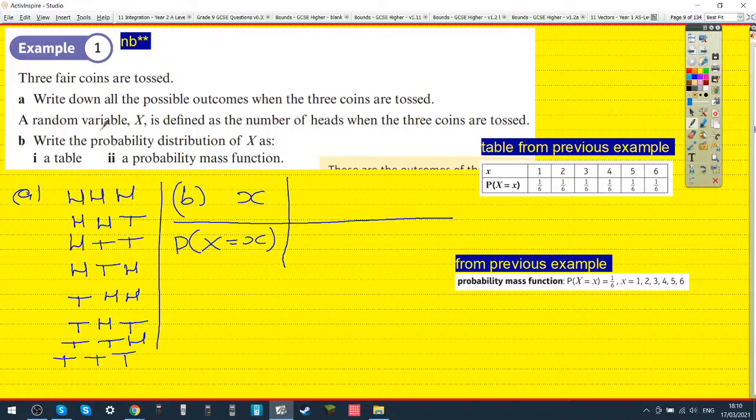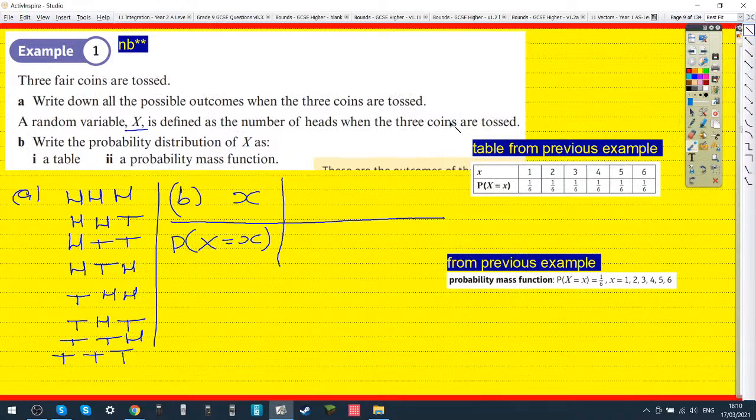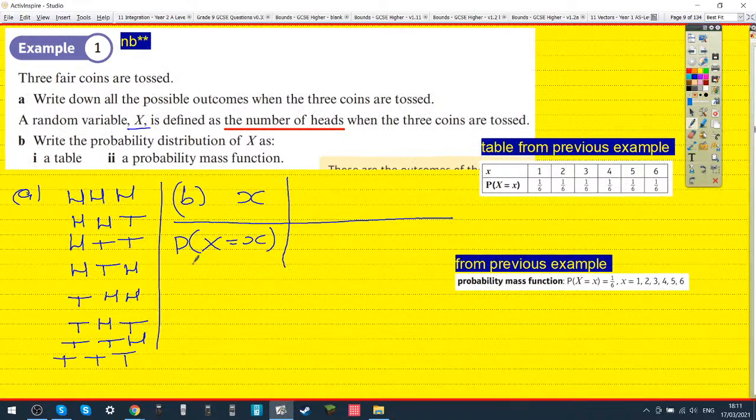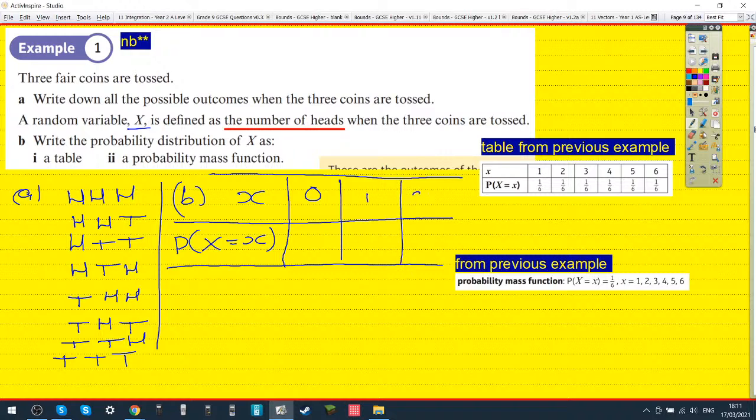The random variable X is the number of heads. And so what are the possible outcomes for the number of heads? Out of all possibilities: 3 heads, 2 heads, 1 head, and no heads. So it'd be 0, 1, 2, and 3. Okay.